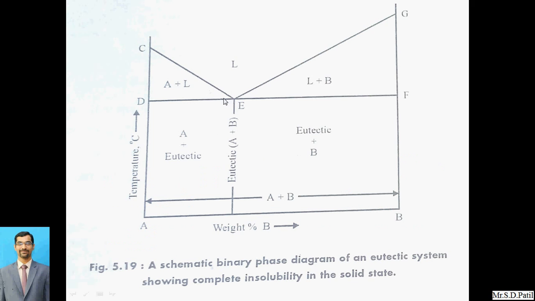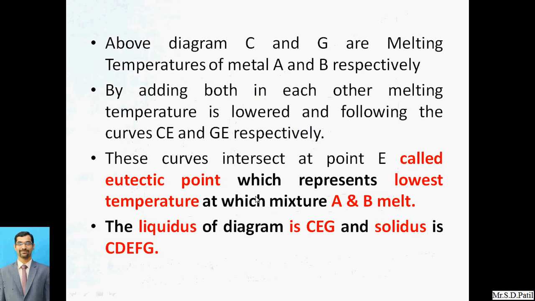The melting temperature will keep dropping, and at a certain stage we get one common melting point. Below this we get the solid state in two different forms, and above this we get the liquid state in a single form. So this particular point E is called the eutectic point. Below this eutectic point, when the temperature drops, we get two different solids, and when we increase the temperature again, we get a single liquid. It represents the lowest temperature at which the mixture of A and B melts. So this is very important.